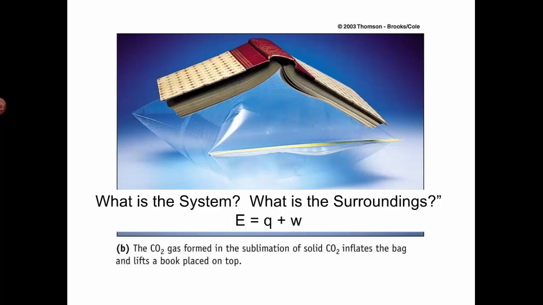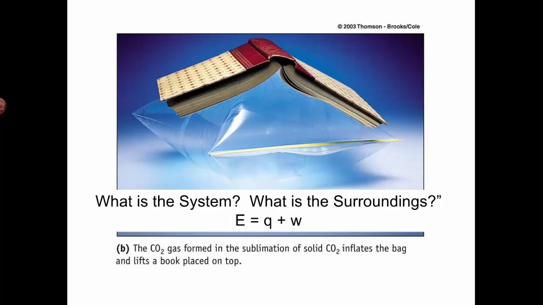So if we want to take a look at this particular situation, figure out what is the system, what are the surroundings. Well, remember that we define the system. So we're going to call the system this expanding gas, perhaps the bag that encloses it as well. The surroundings, therefore, are what is in direct contact, well, the air around it, and in particular this book. So do we have work done by the system on the surroundings, or work done by the surroundings on the system? And it's very simple.